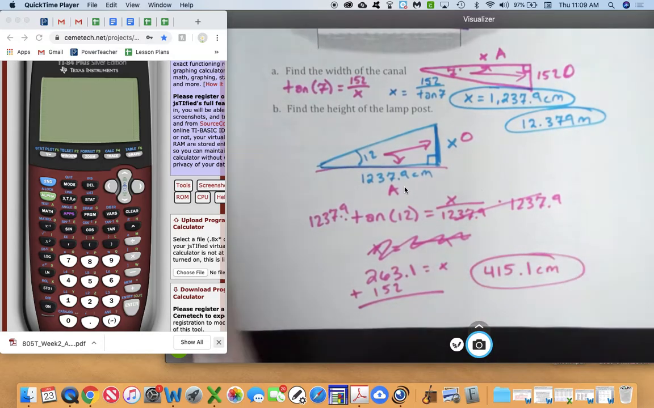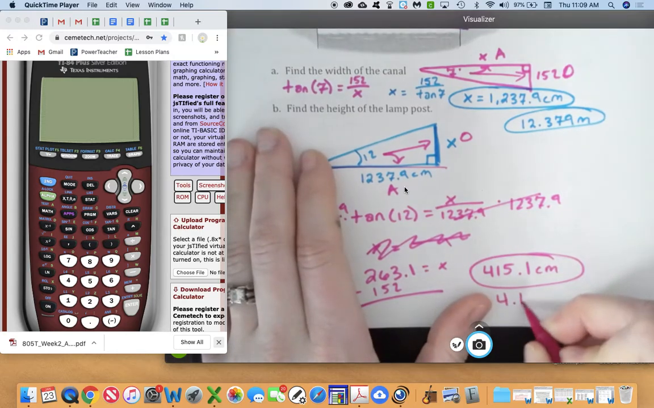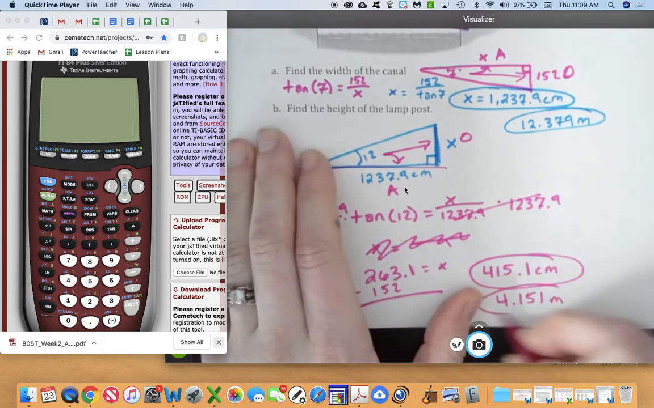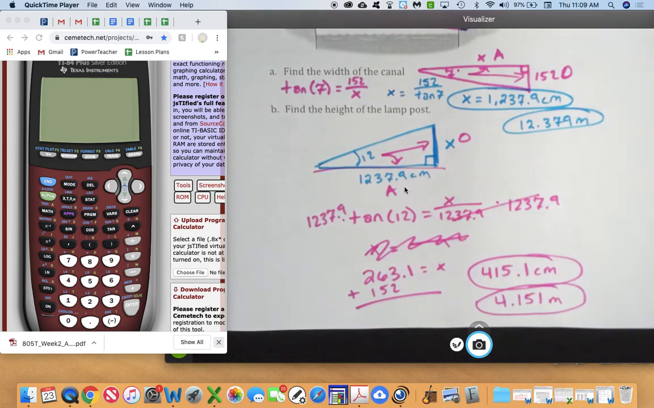That would be 4.151 meters tall, if you want to think about it in terms of that. Does that seem like a reasonable lamppost? Yeah, I probably get it. 4 meters tall. Yeah, that's like 12 feet, a little over 12 feet.